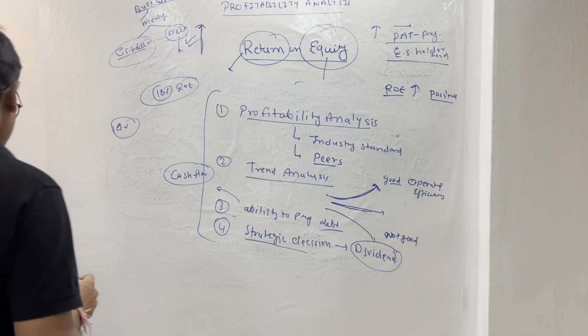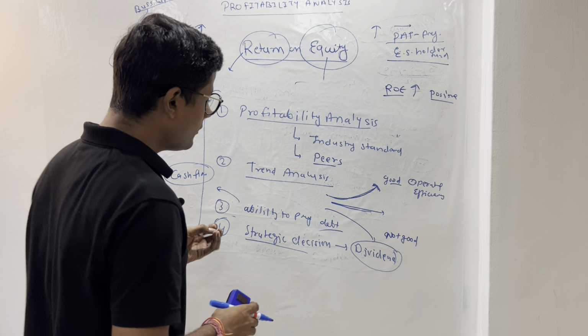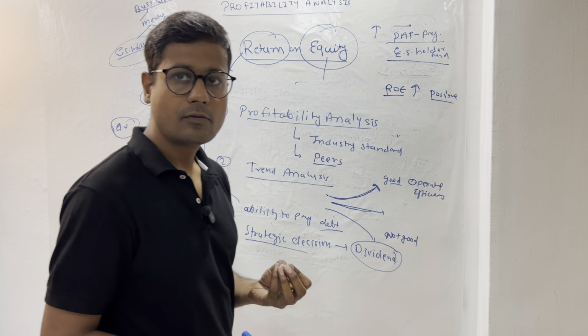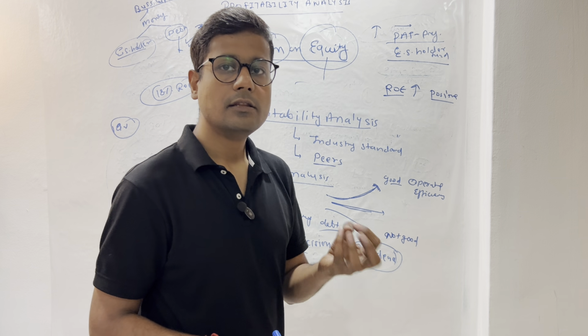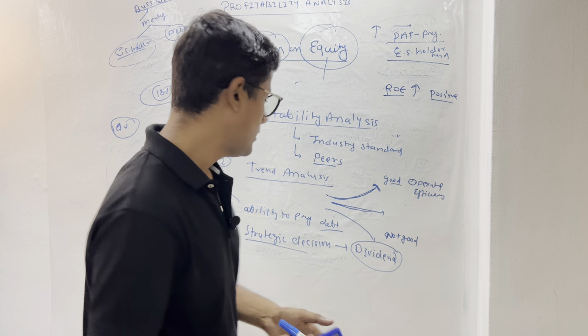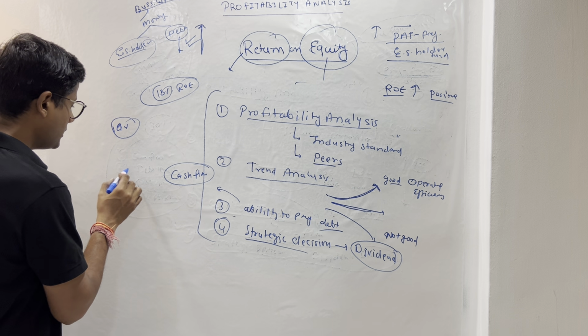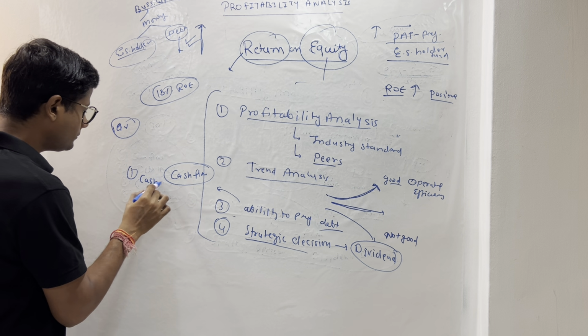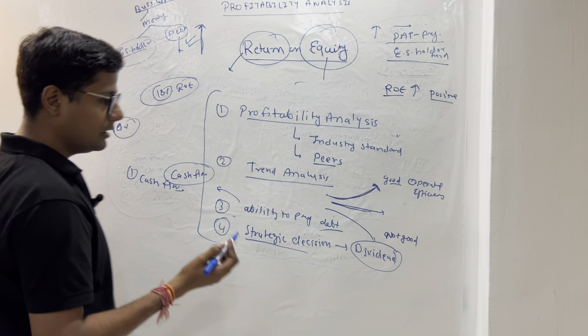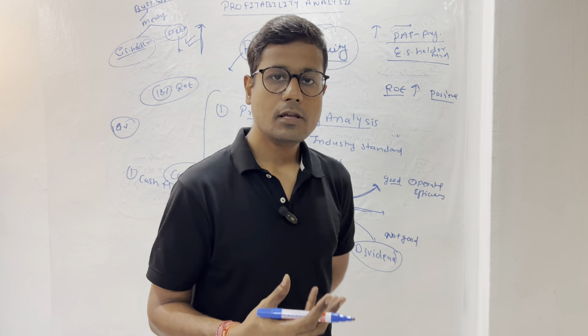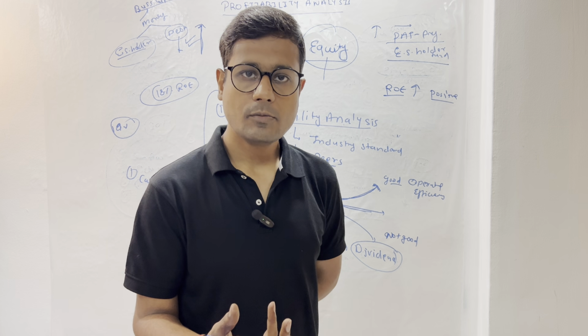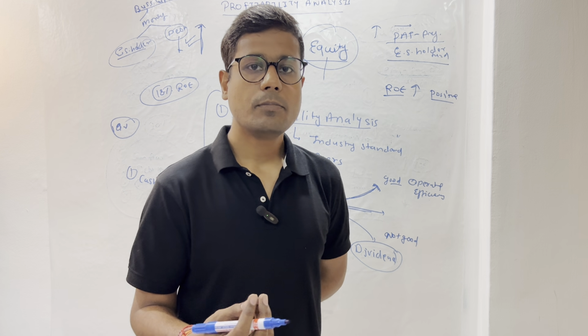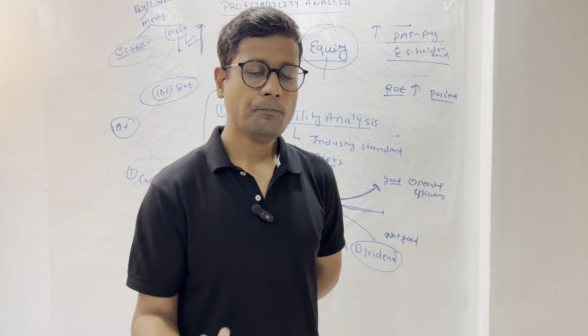So there are a few things which you need to consider when you are analyzing this, right? There are a few things you need to bear in mind. First, as I mentioned, cash flow. Cash flow is an important element. So the company's return on equity may be good, ROE percentage may be good, but we need to understand how the company's cash flows are.